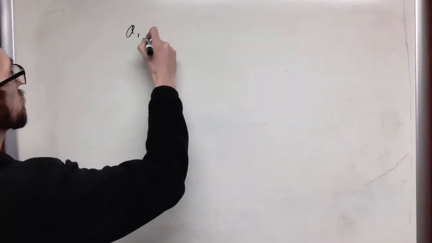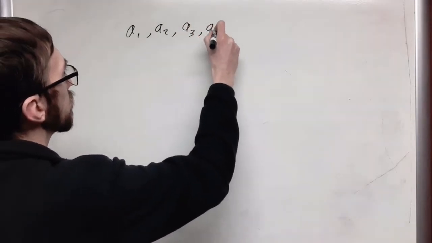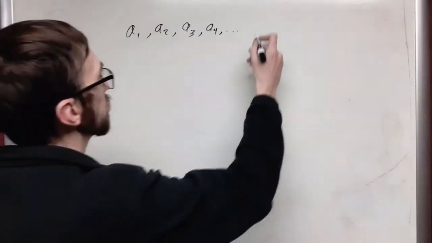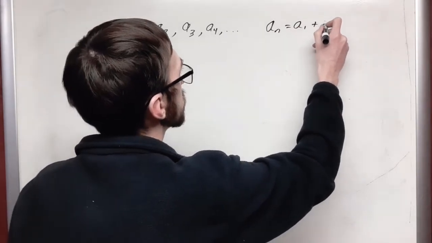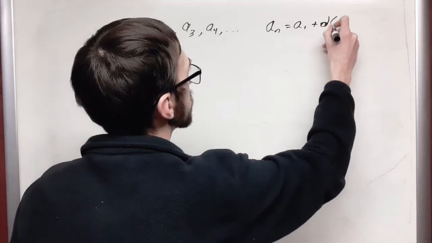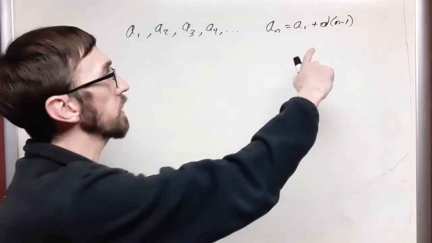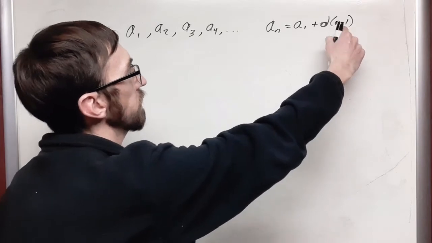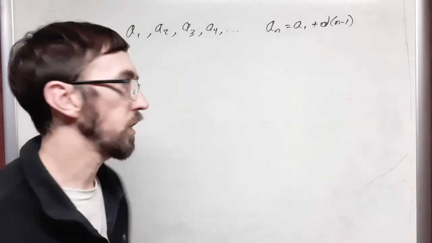So let's recall that an arithmetic sequence is some sequence of values, and as they progress, they have a common difference. And this will lead us to the formula that the nth term will be determined by the first term plus the common difference times n minus 1. And so we're going to use this to develop our idea about polygons.